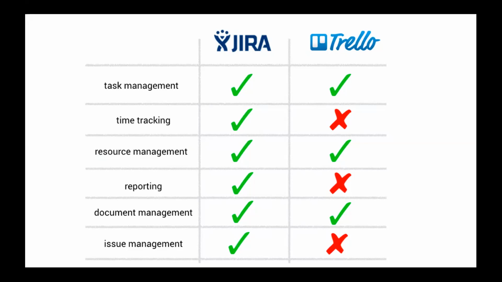Document management, both of them do that. And then issue management. Issue management basically means a card can be a different type of issue. Like in Trello, a card is a card. But in Jira, a card can be a bug, a user story, lots of other different types of things. And that specific card could actually go through a process. And I'm going to walk you through all of that.